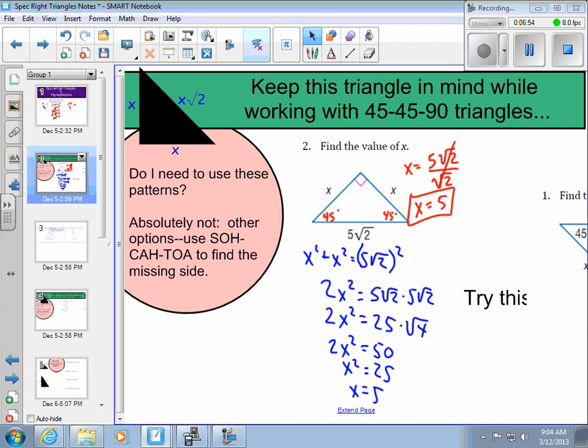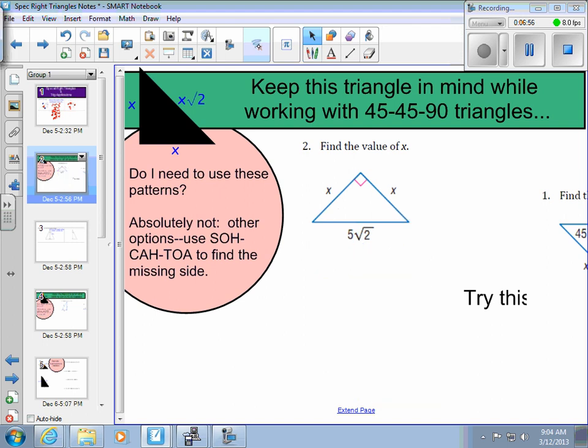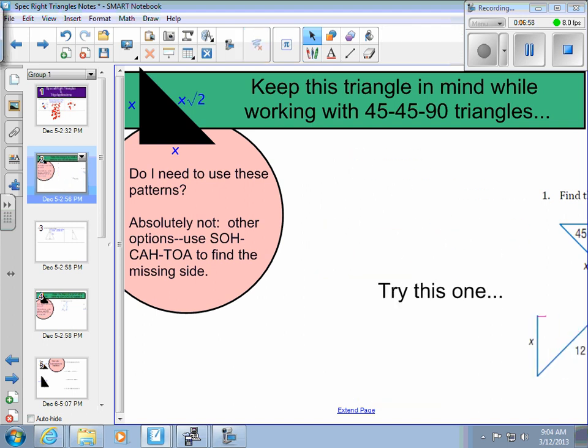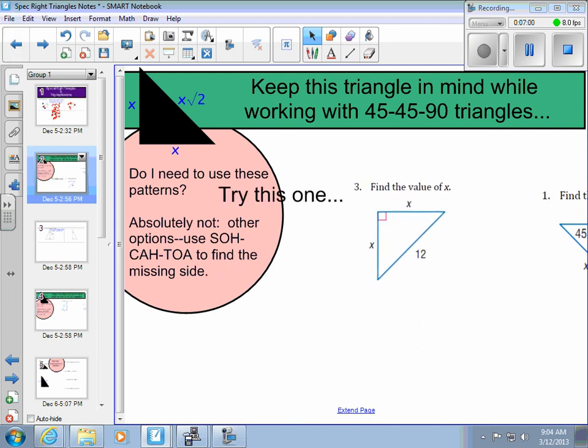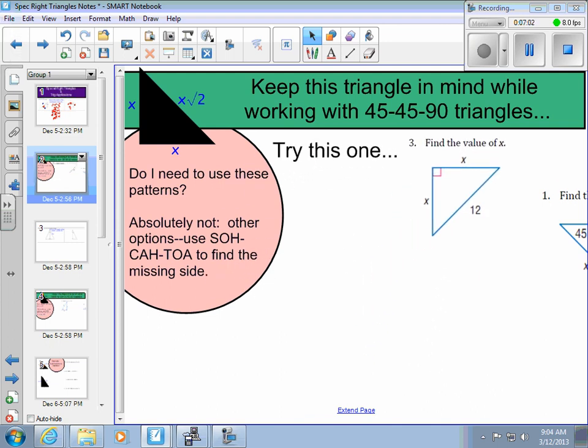All right, one more on here. Let's try number 3. So on this one, this is one kind of similar to the one we just did. A little bit different though. You got, again, the longer side, so we're going to a shorter side. You got to think, do we want to multiply by square root of 2 or divide by square root of 2? Because that's what the pattern says. There's a difference of square root of 2 between the legs and the hypotenuse.